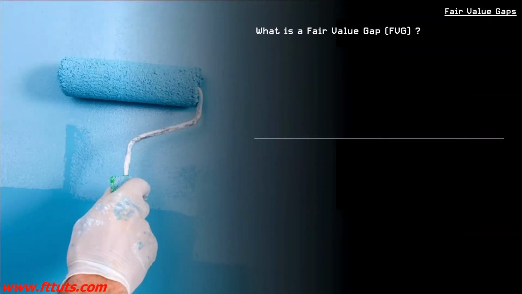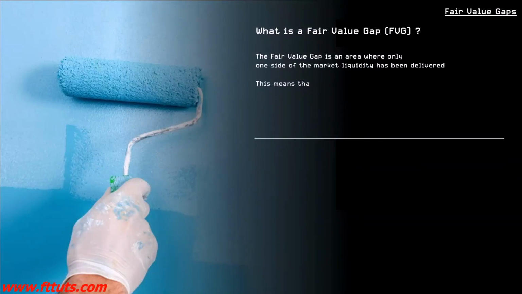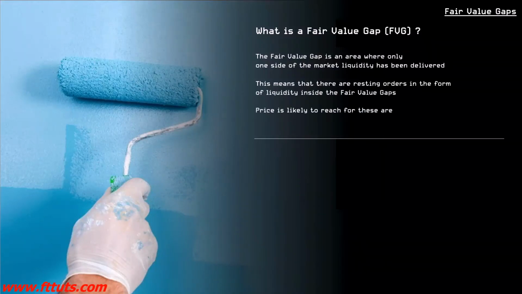What is a fair value gap? The fair value gap is an area where only one side of the market liquidity has been delivered. This means that there are resting orders in the form of liquidity inside the fair value gaps. Price is likely going to reach for these areas by filling it in so both buy side and sell side liquidity are rebalanced.